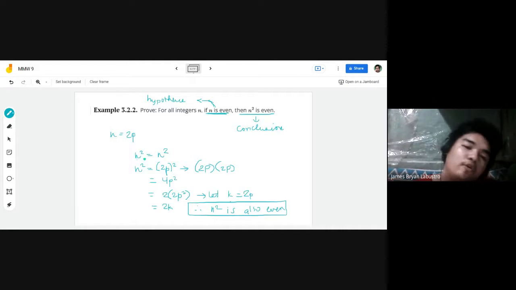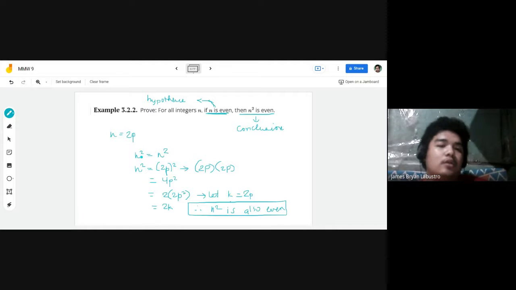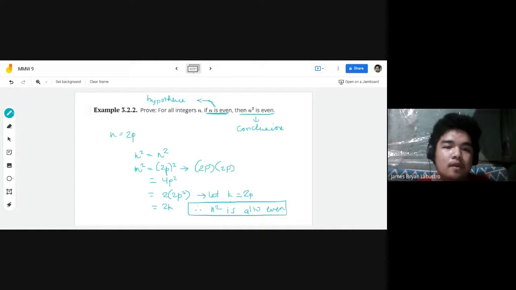Okay? Then I'm going to equalize the given. So we have n squared equal to n squared. Then n squared equal to the value of n, which is 2p quantity squared, expanded as 2p multiplied by 2p. Then we have 4p squared. So n squared is 4p squared. And after that, n squared equal to 2 times 2p squared.